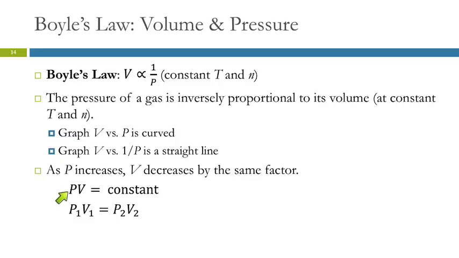Another way to state this is that the pressure times the volume of a gas is equal to a constant. Or if you have one pressure and one volume, you multiply those, and then you mess around with the pressure, the volume will change in a way that that's still constant. So this is what you should remember as the relationship between pressure and volume: P1V1 equals P2V2. You don't have to remember the top part. You don't have to remember this.